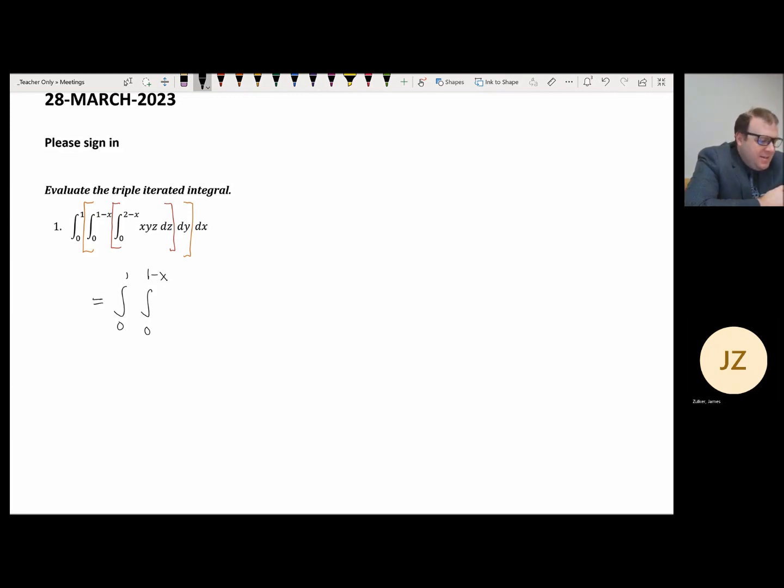So with respect to z, xy is treated as a constant, that can be factored out. And then the antiderivative of z with respect to z is a half z squared. That's going to be evaluated from 0 to 2 minus x. That's what we're going to be left with.